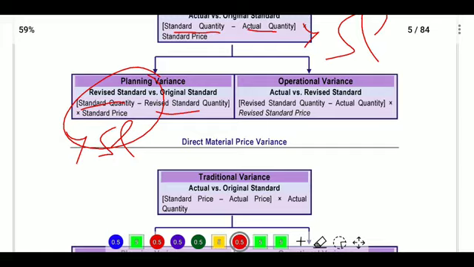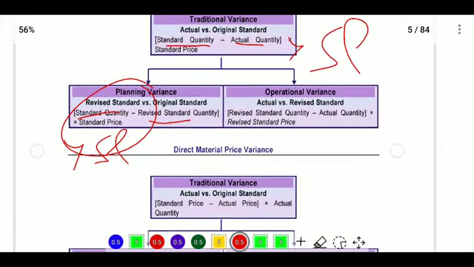Next, operational variance. Here we will see actual versus revised standards. So revised standard quantity minus actual quantity, into revised standard price. We will take the revised standard price here. So always, actuality will come later. First we take the standard.